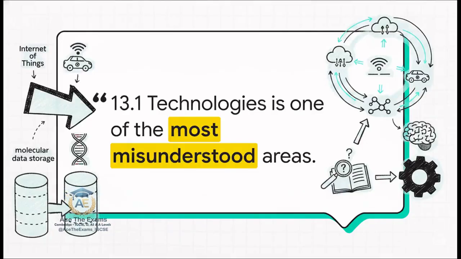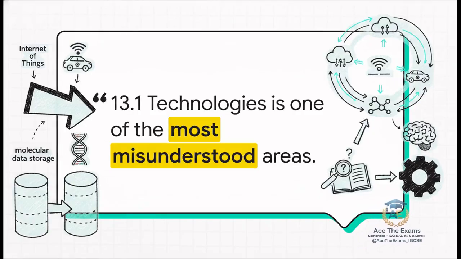The stakes here are incredibly high. Look at this quote. When a senior examiner specifically takes the time to publish a report calling out a syllabus section as one of the most misunderstood areas in information technology, you need to pay very, very close attention. The examiner reports consistently show that candidates treat these advanced technologies, specifically the Internet of Things, molecular data storage, and autonomous transport, as completely isolated, separate topics.